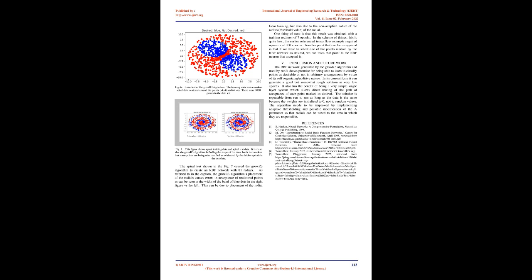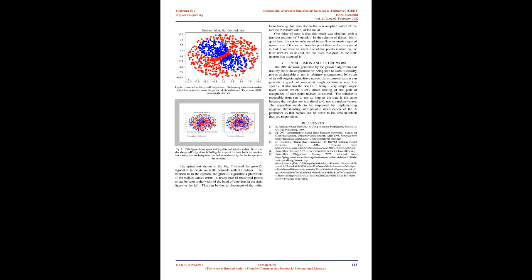V. Conclusion and future work. The RBF network generated by the Grow R3 algorithm and used by runR shows promise for being able to learn to classify points as desirable or not in arbitrary arrangements by virtue of its self-organizing, additive nature. In its current form it can generate a good but somewhat rough solution in very few epochs. It also has the benefit of being a very simple single-layer system which allows direct tracing of the path of acceptance of each point marked as desired.